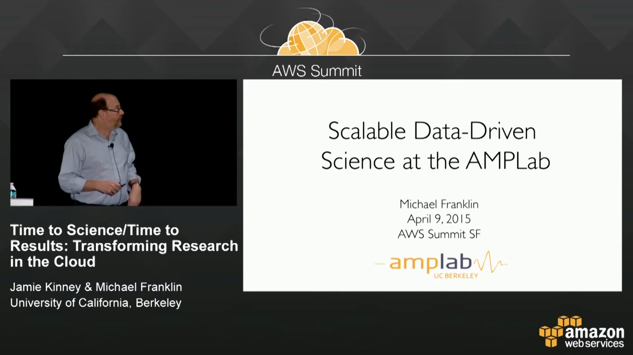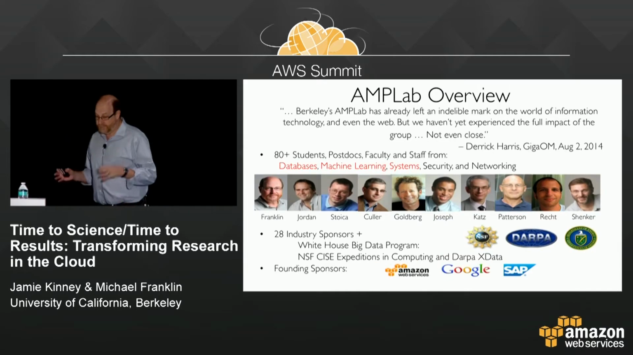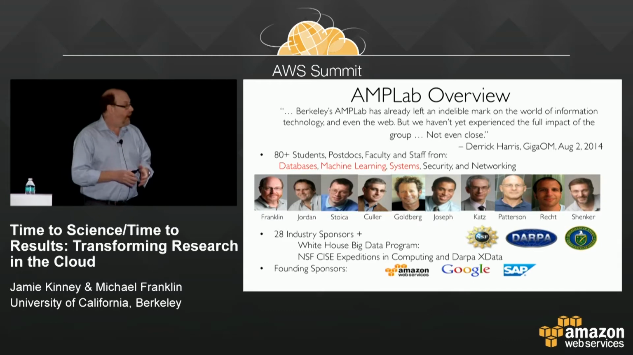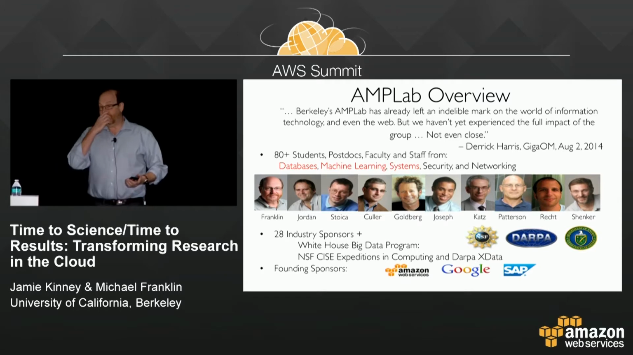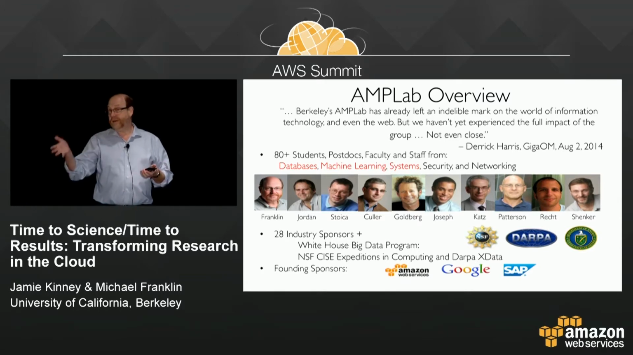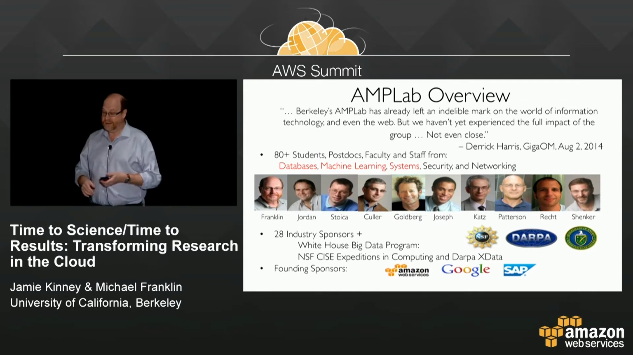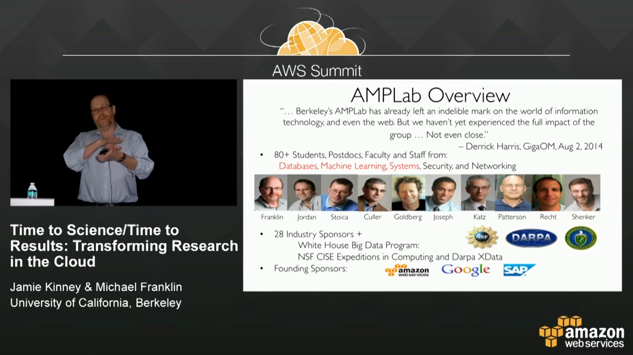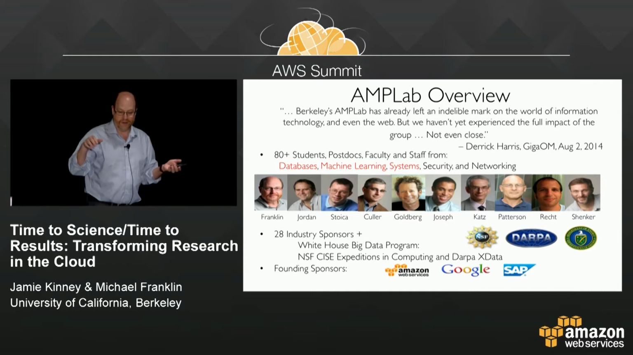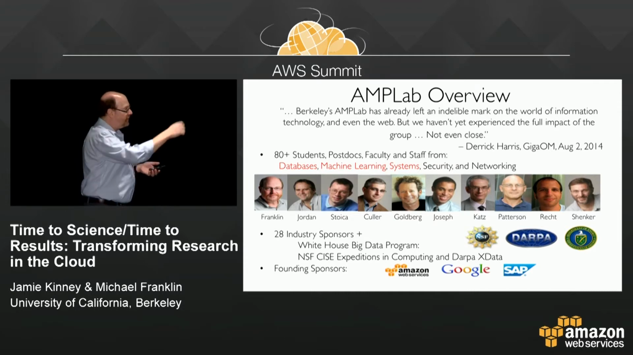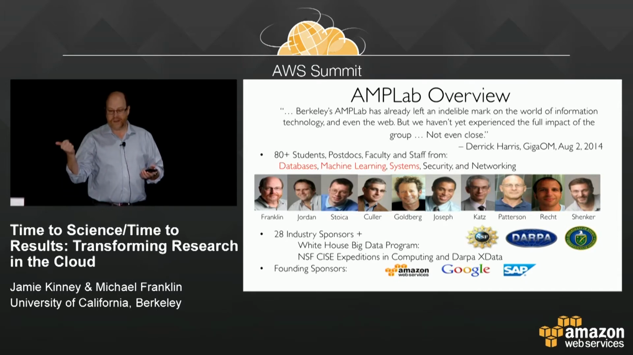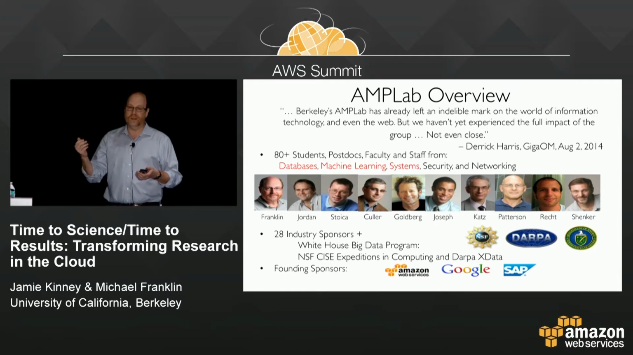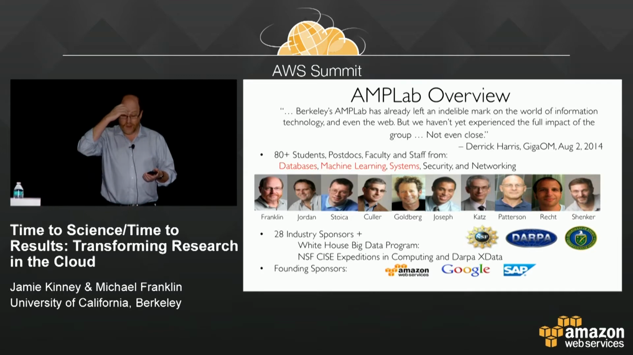So the AMP Lab is a collaboration in the computer science department at Berkeley. We've gotten some nice press about some of the impact we've been able to have. But the idea is it's a group of about 80 faculty, postdocs, graduate students, undergrads, and some staff that come from across the spectrum of computer science. And so you might know some of the faculty involved, but our expertise is in data management, in machine learning, in computer systems. We have some people who help with security, with human-computer interface, and so on.